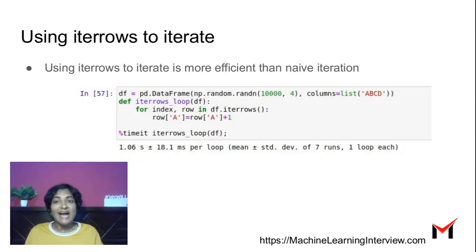So we can use iterrows to iterate more efficiently than the naive iteration we did. For instance, now I have redefined this function as iterrows loop, where all I'm doing again is iterating for index, row in dataframe.iterrows. Each time I get a row, I'm taking the 8th column of the row and adding 1 to it. And if I again do timeit on this, I see that it takes 1.06 seconds, which is almost a 20% improvement by using iterrows instead of naive iteration.